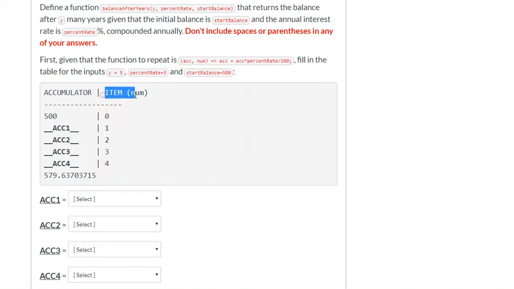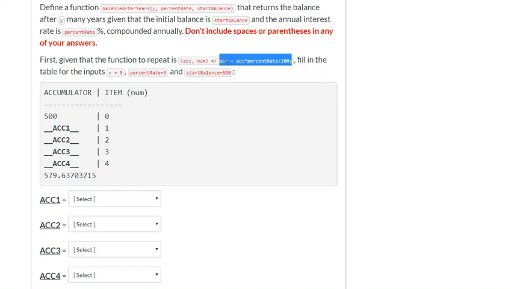Here num represents the year number. So for a starting balance of 500 at year 0, year 0 should have a balance of 500. Then we use this function to get the accumulator in the next row of the table. So we plug the 500 into ACC, and we plug in 0 for num, but again, it really doesn't matter what num is because the output does not have num in it. And we just calculate this.